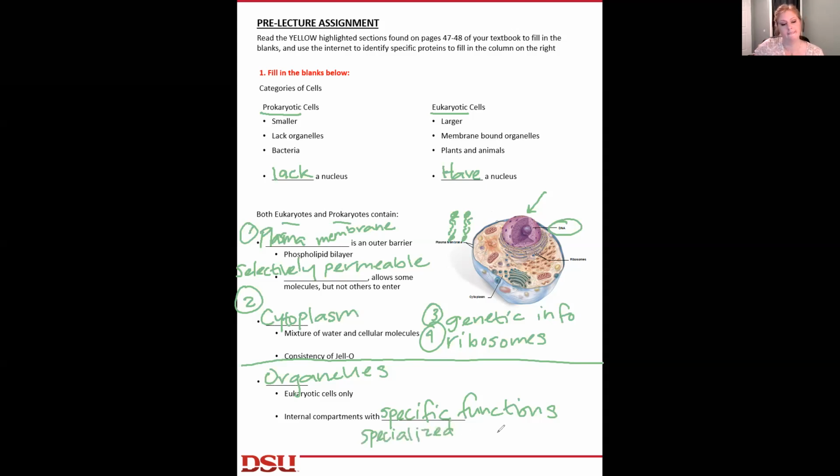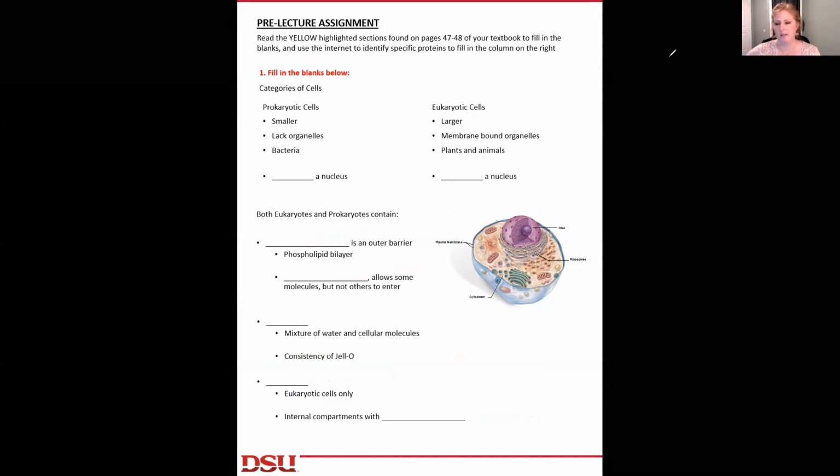Spell it. Okay. All right. Let's go ahead to the next one. I have to do all this fancy stuff to be able to advance a page.